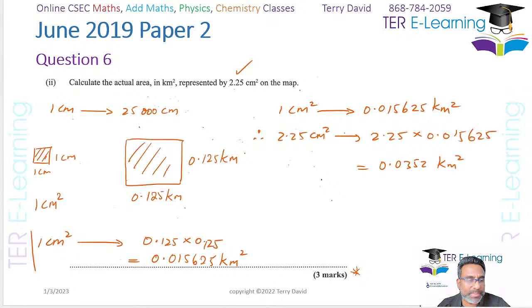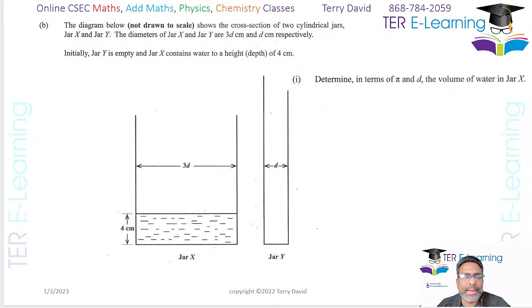Alright, so let me just do the next part then. The next part here, we have a diagram below, not drawn to scale, that shows the cross section of two cylindrical jars, jar X and jar Y. So we're talking about two cylinders here. They said the diameters of jar X and jar Y are 3D and D respectively. Initially, jar Y is empty and jar X contains water at a depth of 4 cm. So they want us to determine, in terms of pi, the volume of the water in jar X.